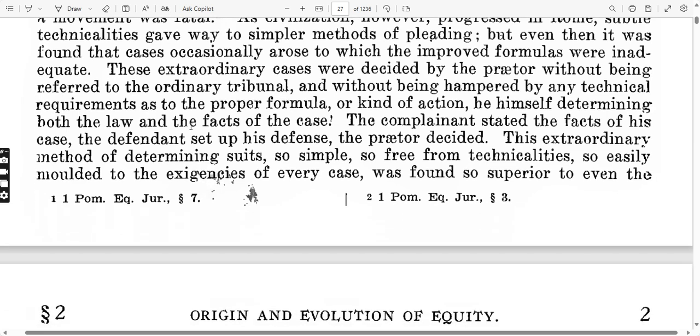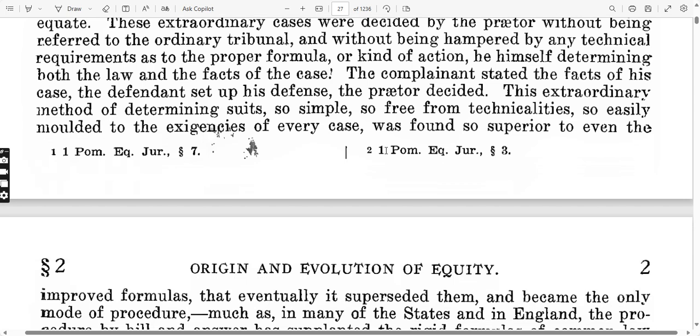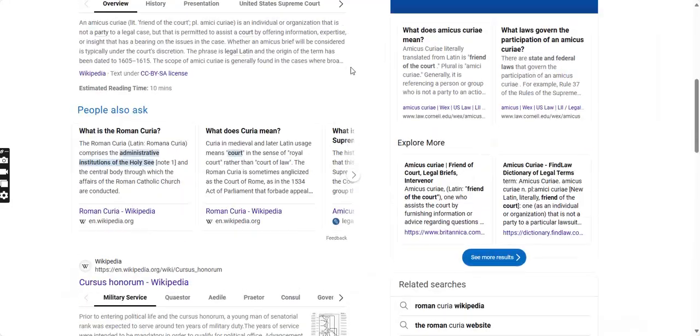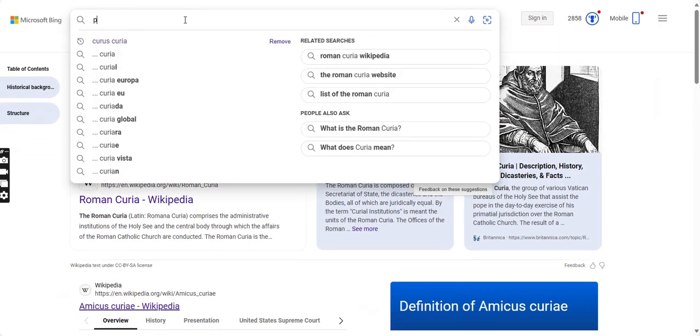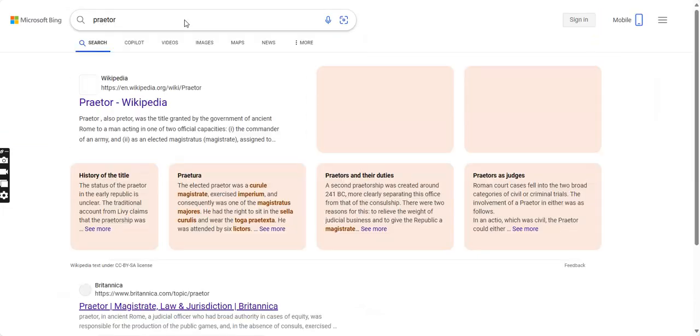These extraordinary cases were decided by the praetor without being referred to the ordinary tribunal, and without being hampered by any technical requirements as to the proper formula or kind of action, he himself determining both the law and the facts of the case. The complainant stated the facts of his case. The defendant set up his defense. And the praetor decided. Oh, praetor, what is this?